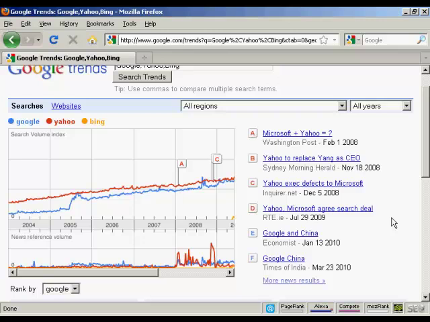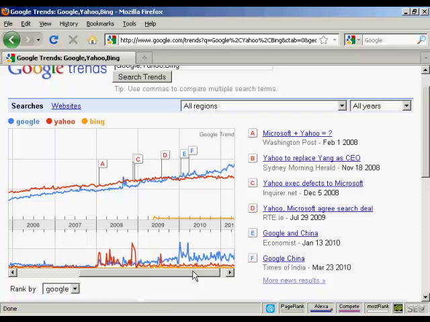Have you ever wondered how popular something is compared to something else? Well, search volume is a great indicator. Now, if we compare Google, Yahoo and Bing, for example, we can see the cultural shift over time in online searching. In fact, we can even pinpoint the month, and you can see right here where Google, and again here, where Google overtook Yahoo in terms of search popularity.